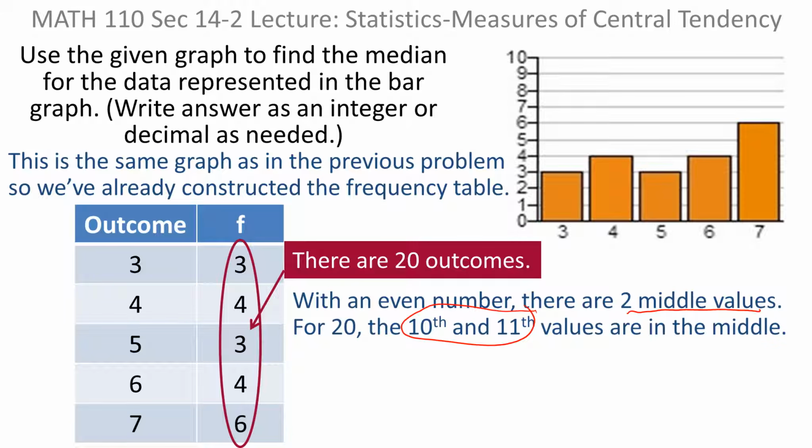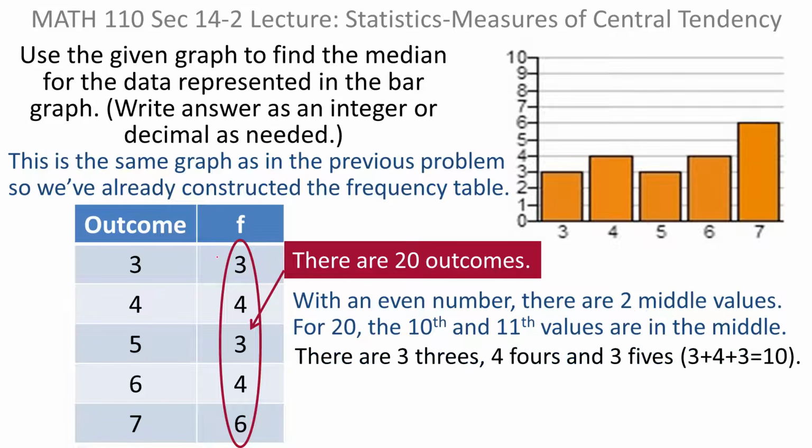So all you have to do is go down and count to 10 and 11. Don't make too big a deal out of this, but you've got to count correctly. There are 3 3s. So if you're counting, you would count 1, 2, 3. That would take you through all the 3s. There are 4 4s, so if you keep counting, you would have 4, 5, 6, 7. There are 3 5s, so if you keep counting, you would get 8, 9, 10. So the 10th value is that 5 right there. And then, of course, the 11th value is going to be the first one of the 6s.